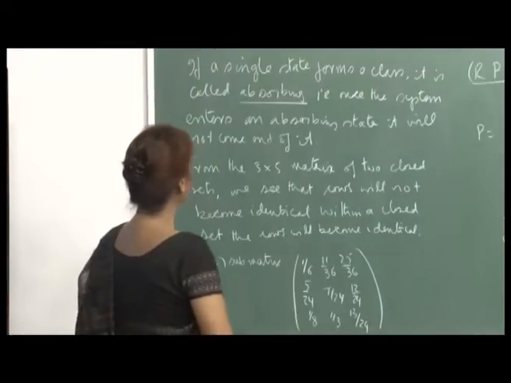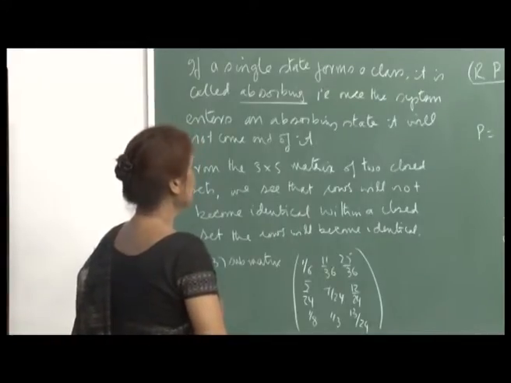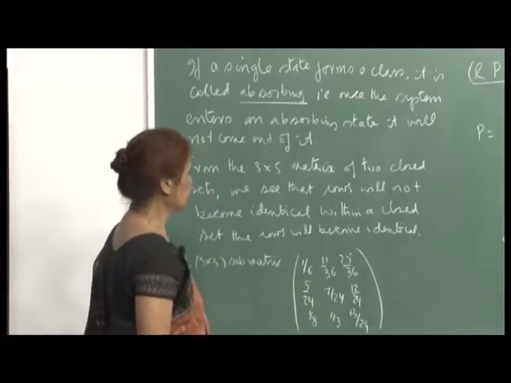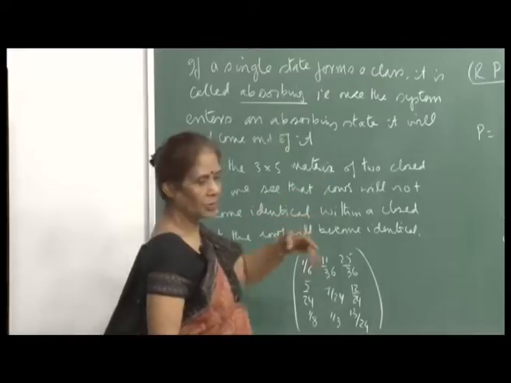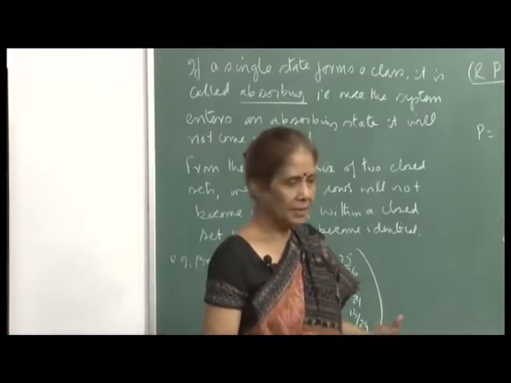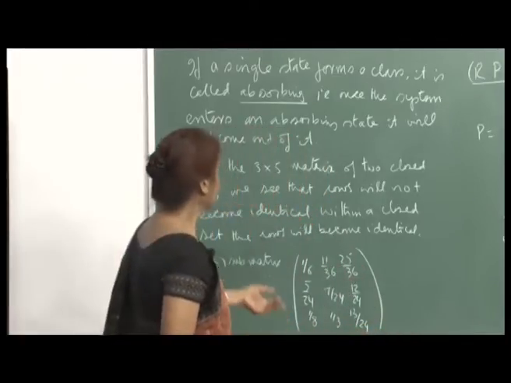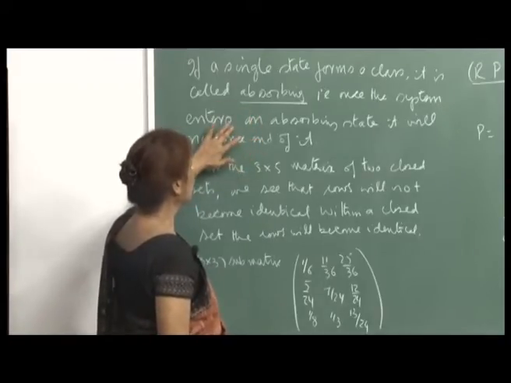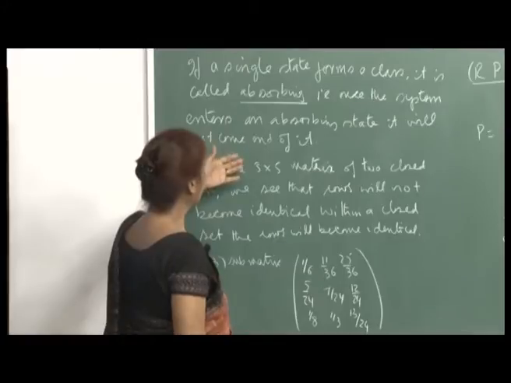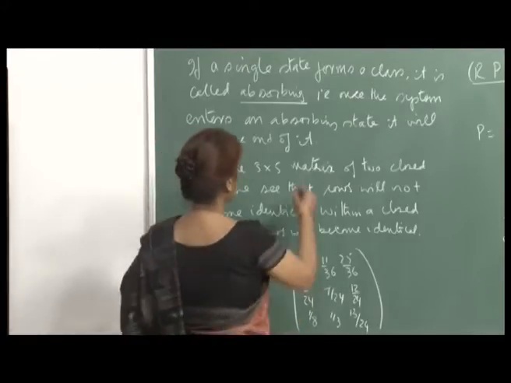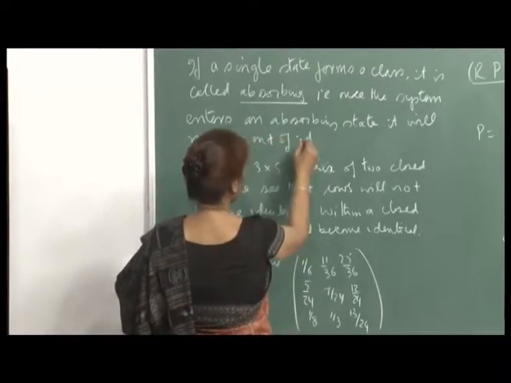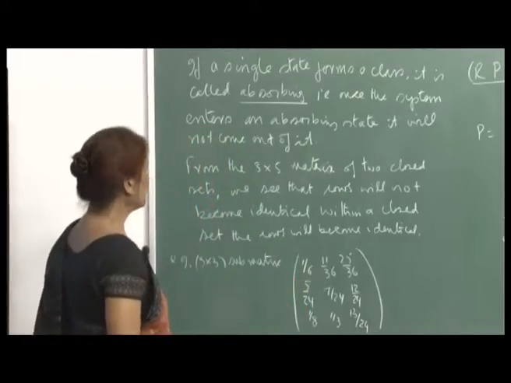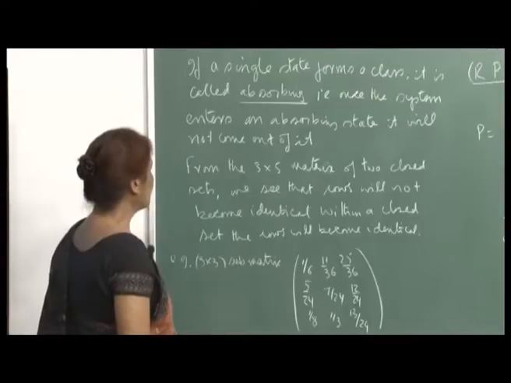So, if a single state forms a class, that means there is only one state in a class, it is called absorbing, because obviously the state is not communicating with any other state, it is just communicating with itself. So, then it is called absorbing. That is, once the system enters an absorbing state, it will not come out of it. So, we will just look at examples for all the kinds of states that we are talking about.